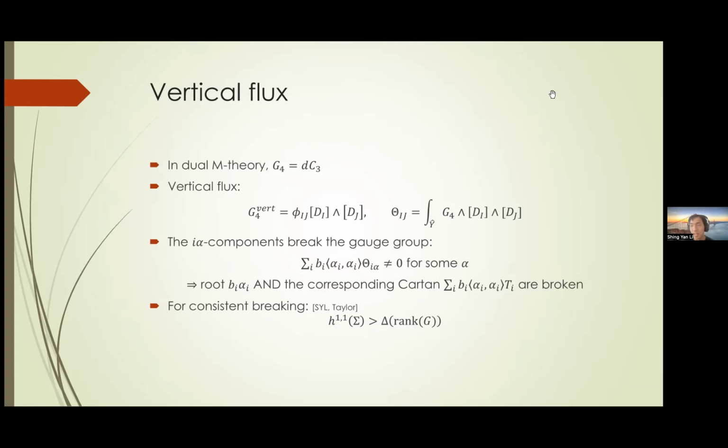And there are many other flux constraints we need to satisfy. Let's say, for example, primitivity: the flux needs to be primitive. In order to do that, again, we derived this simple inequality in our previous paper, which is that the H11 of the gauge divisor sigma needs to be greater than the change of the rank of the gauge group. And this inequality will play a crucial role in our analysis.